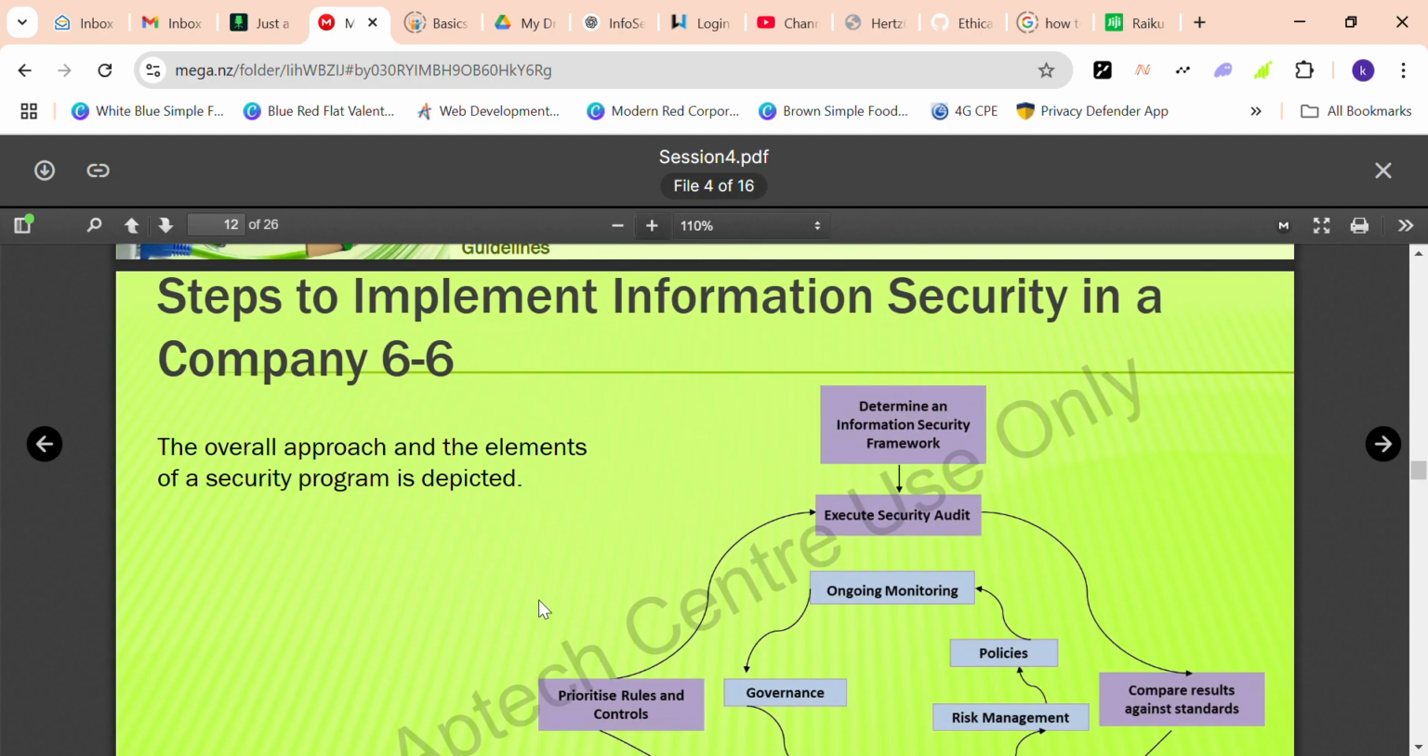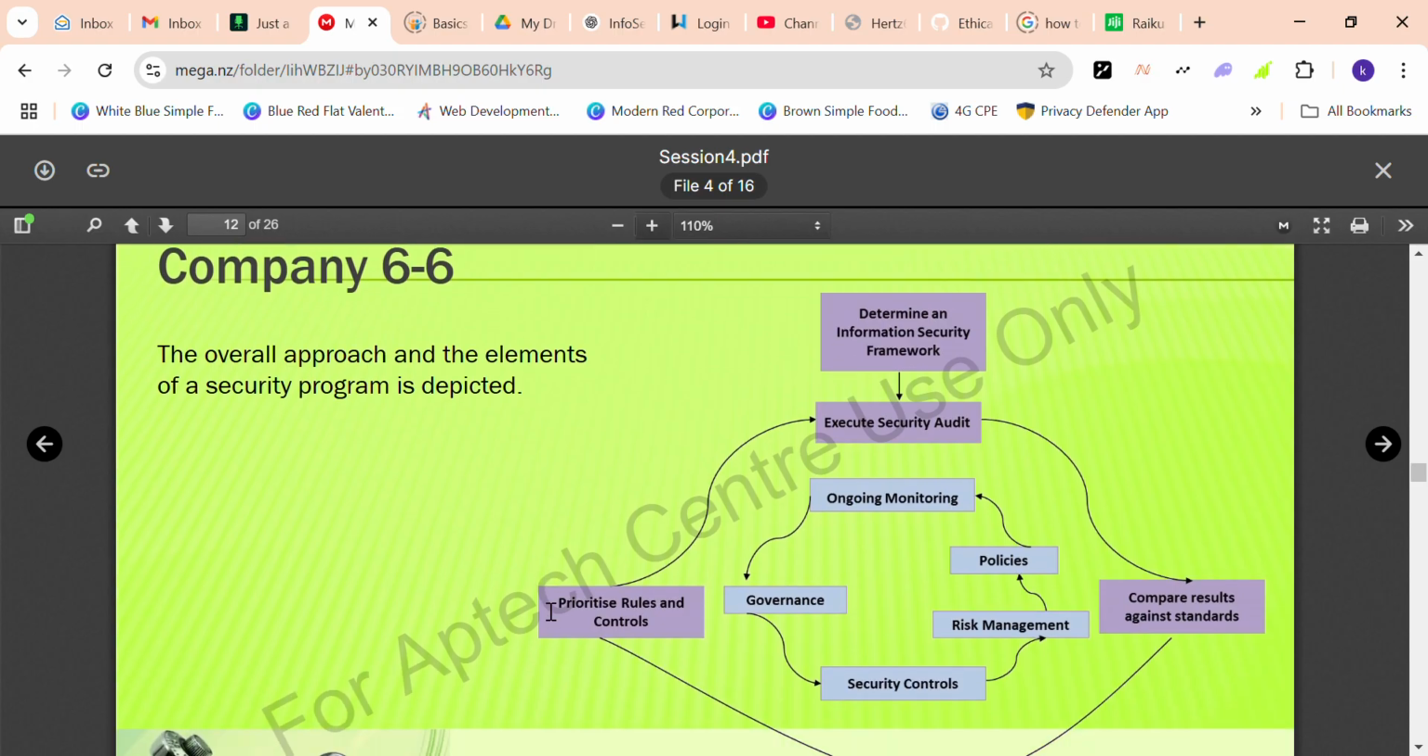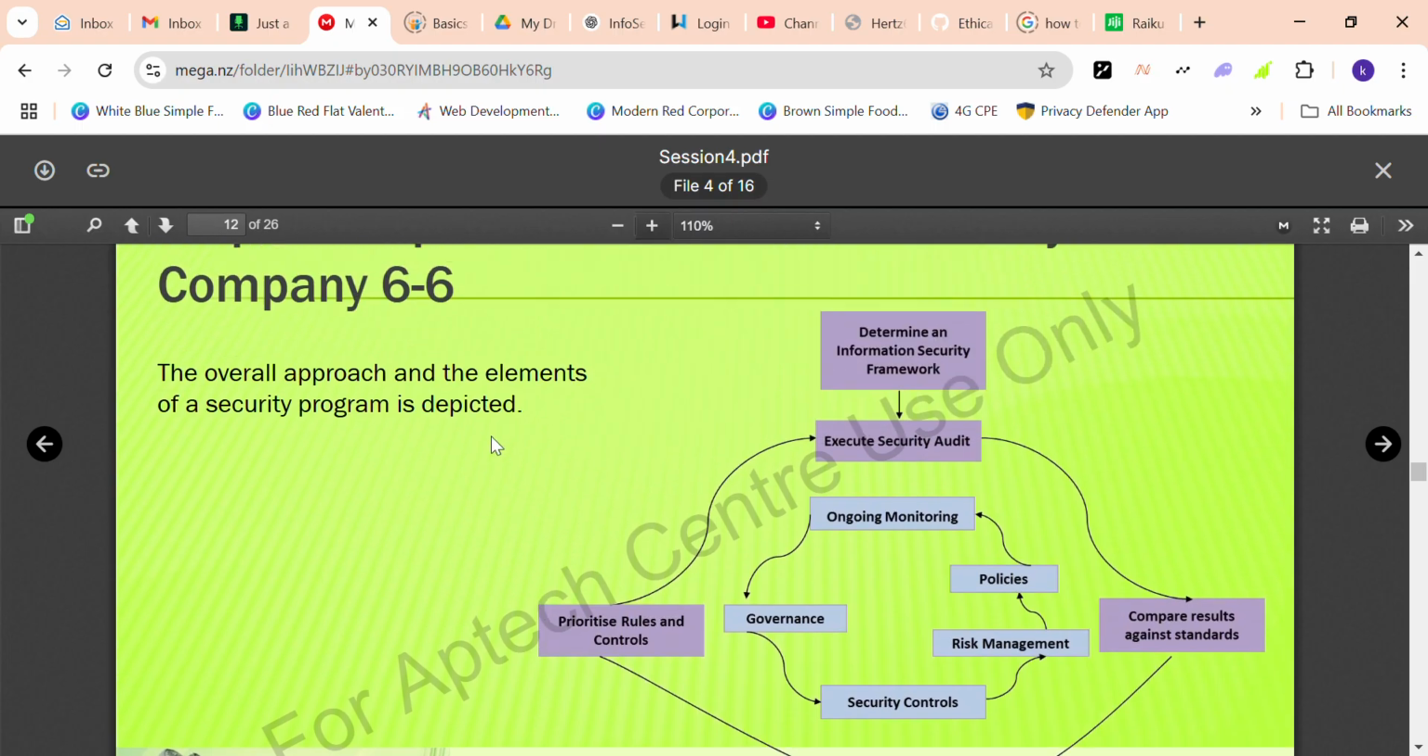Now, the overall approach and the elements of a security program is depicted here. This is the overall everything here. First is to determine an information security framework. After that, you execute a security audit. From there, you compare the results against standard.